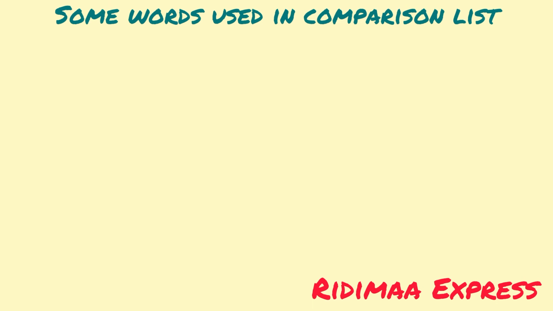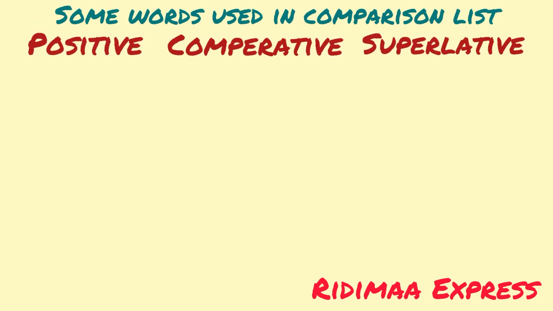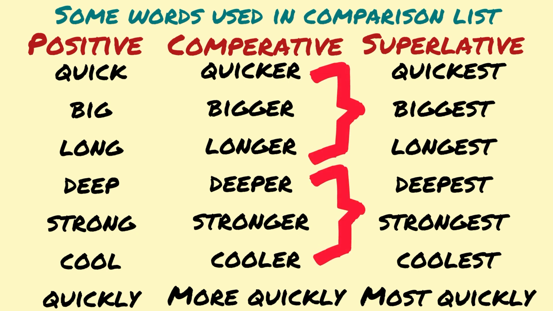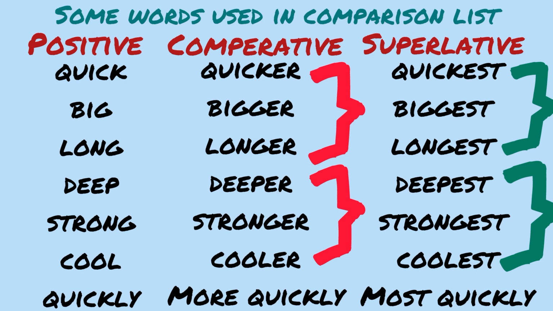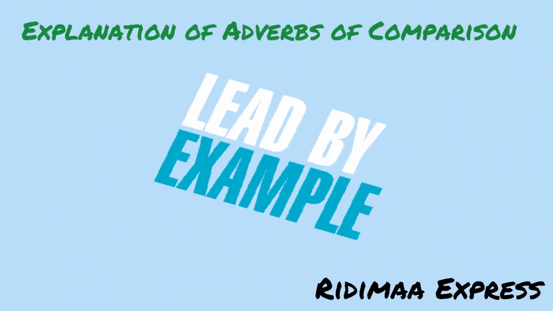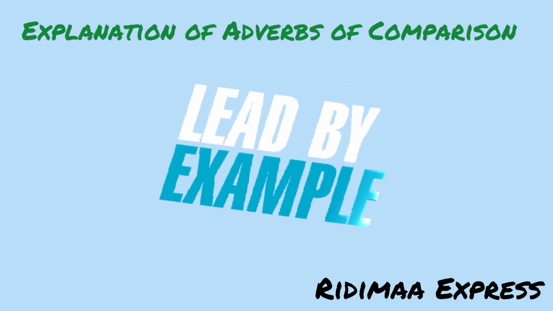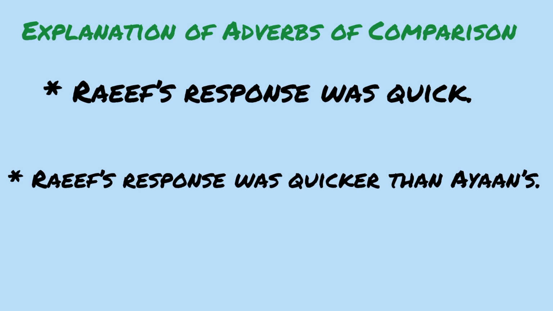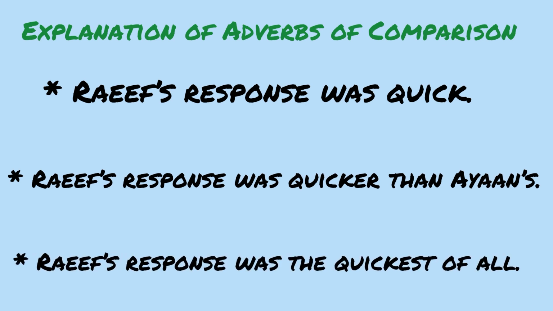Some words that are used as positive, comparative, and superlative comparison of adverbs are mentioned here. Normally, the word used in positive adverbs is changed by adding er in comparative adverbs and est in superlative adverbs of comparison. To better understand, we are using adverbs of comparison in a few sentences. Ralph's response was quick. Ralph's response was quicker than Ian's. Ralph's response was the quickest of all.